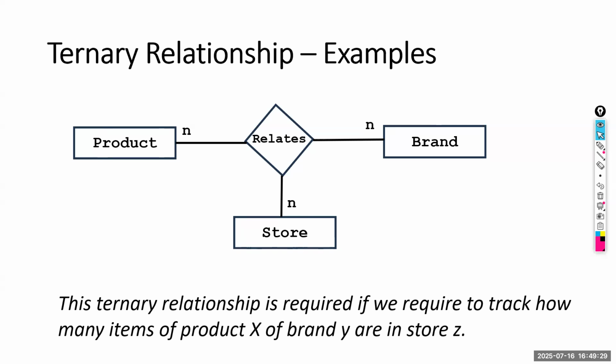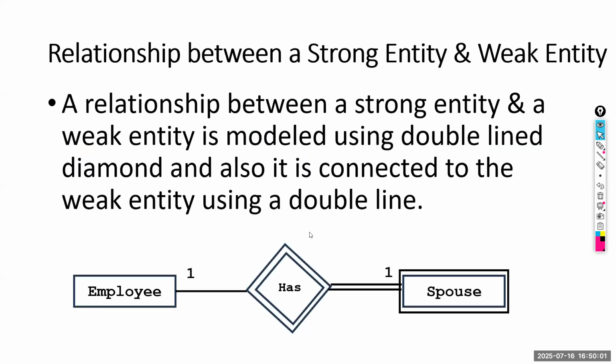Right. So that is called ternary. Binary, unary, ternary. Okay. So binary is the easiest. Unary and ternary are a little bit challenging to understand and identify. Remember, so far all our relationships are between strong entities, student and course, employee and department, major concepts. So there can be a relationship between a major concept or strong entity and a weak entity. Strong entity and weak entity.